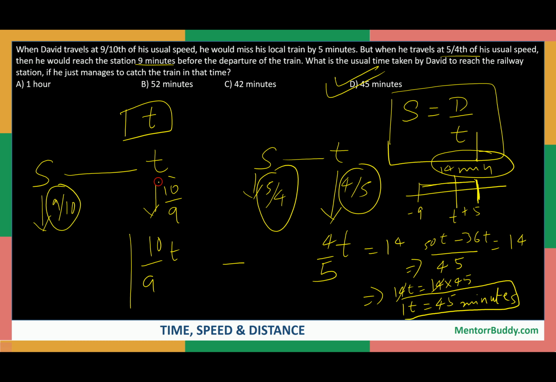And the time difference between these two timings is 14 minutes, because in the first case he's getting 5 minutes late, and in the second case he's getting 9 minutes early, so the time difference between these two timings is 14 minutes. So you can quickly get the difference, that is 14, and you can get the value of t. This is a very commonly asked question which you can solve with this trick.